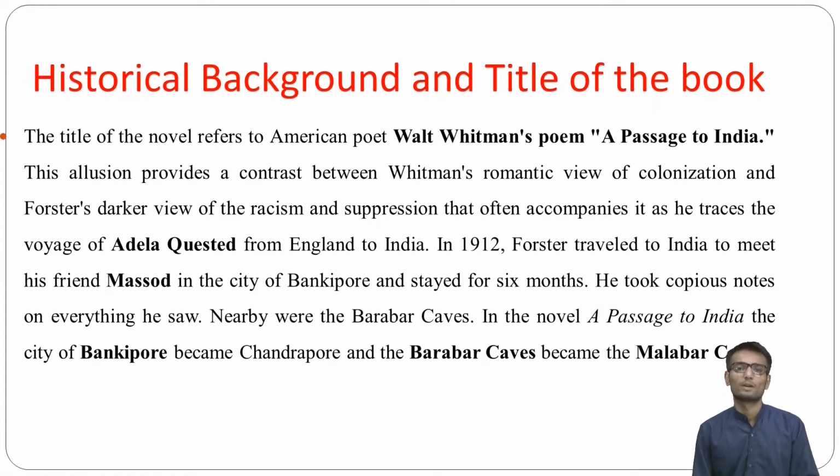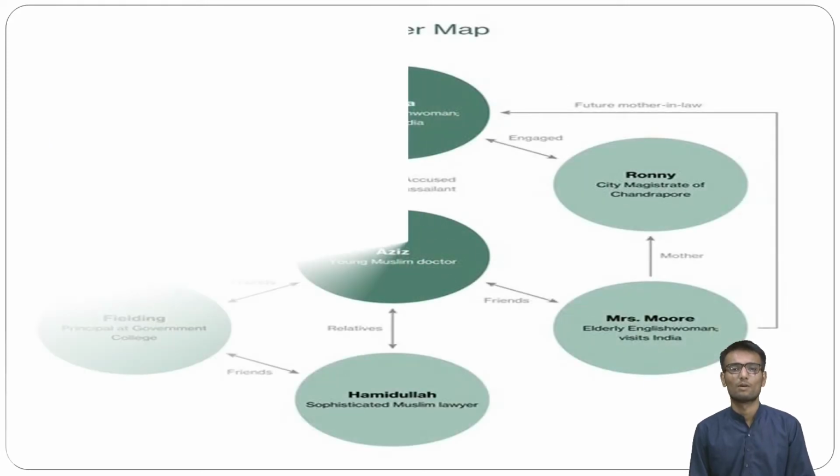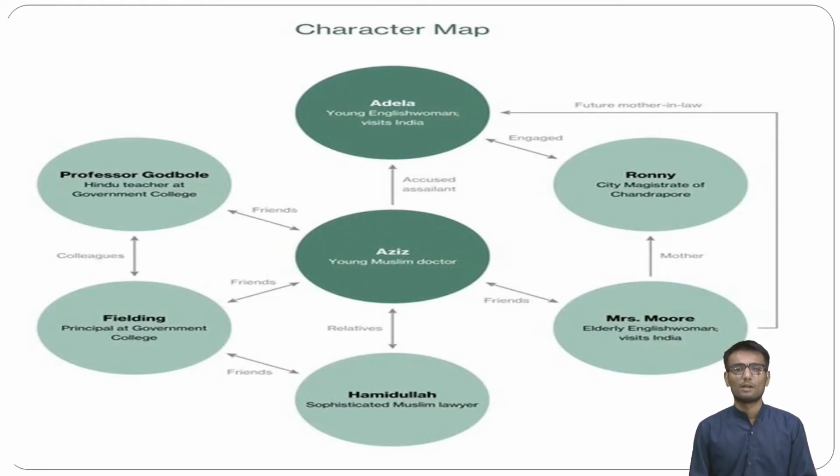Now, let us see the character map of the novel. As you can see in the character map, Aziz, the young Muslim doctor, is the central character of the novel. Now, let us discuss the history and the importance of every character.